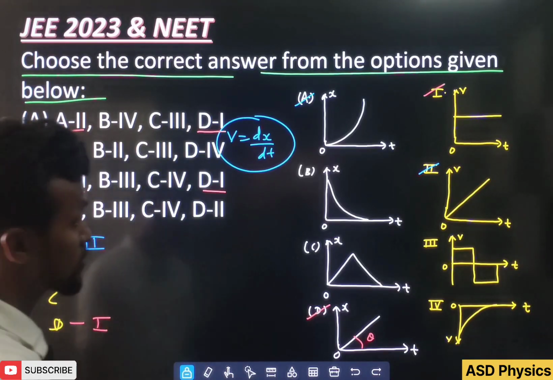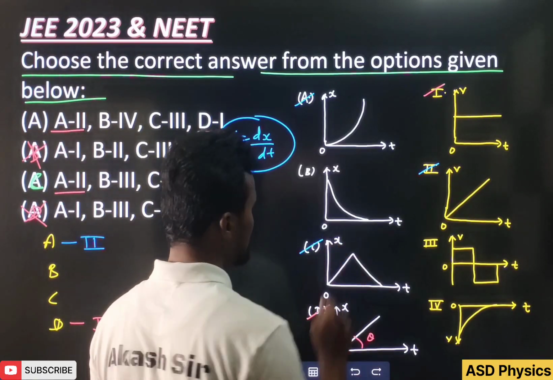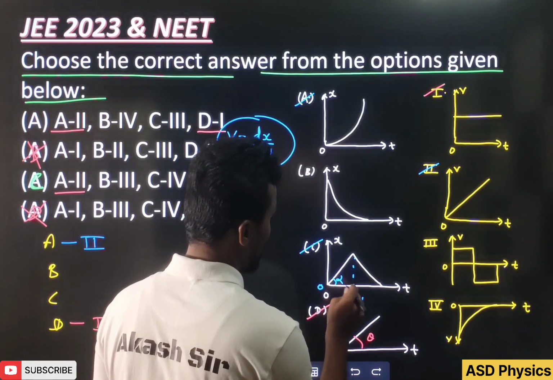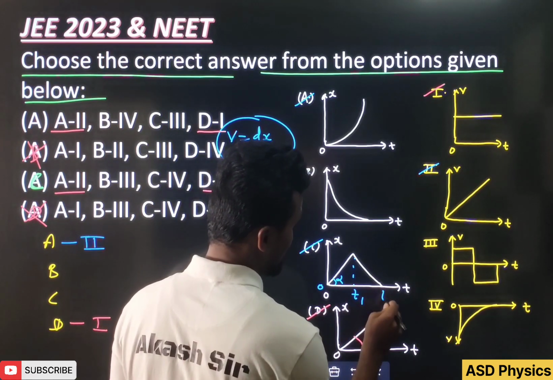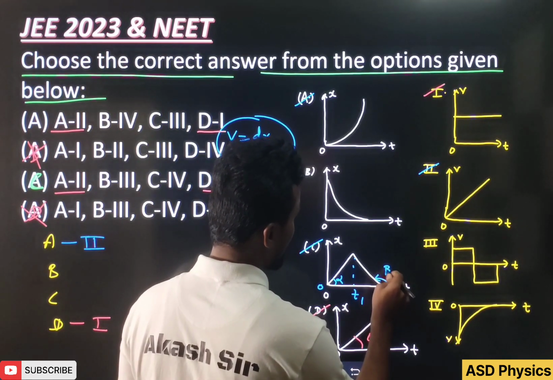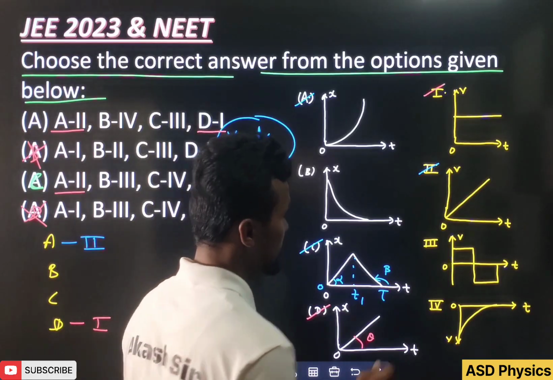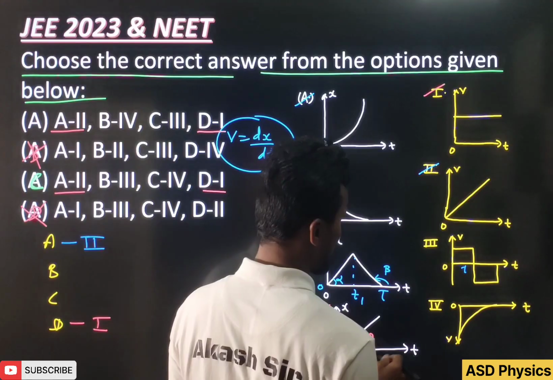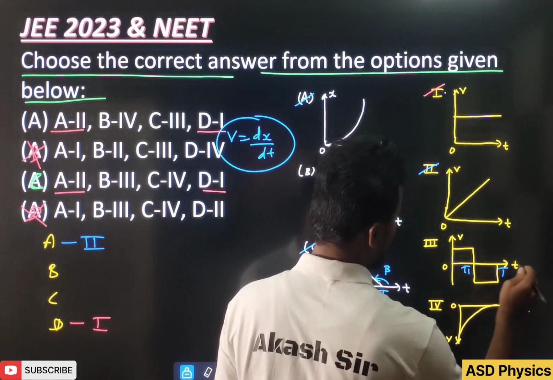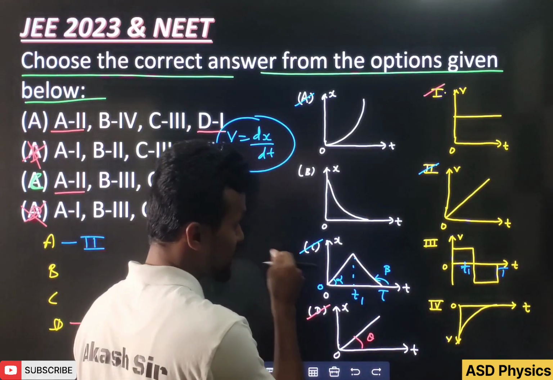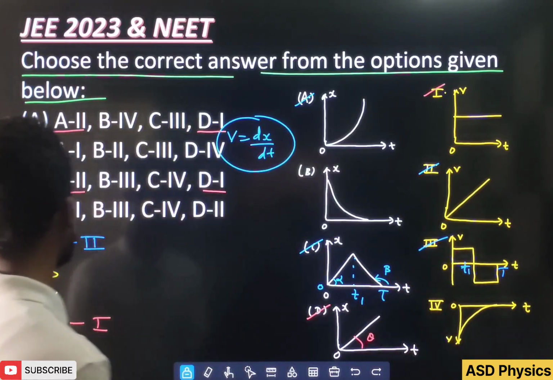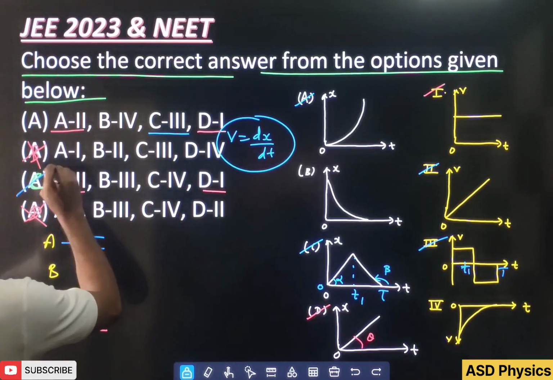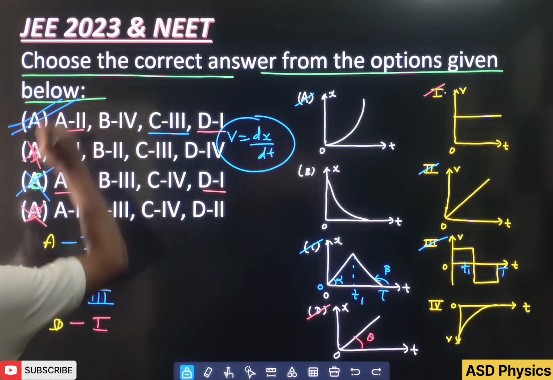So next, if you talk about C, see what will happen. From here to here, let's take 0 to T1, the angle is acute, so positive velocity. Then T1 to T, the angle is obtuse, so negative velocity. So you can see 0 to T1 positive velocity, then T1 to T negative velocity. So for C we can tell it is third, but in the option C is fourth. So option C is also wrong. So which one is the correct option? Option A is the correct answer.